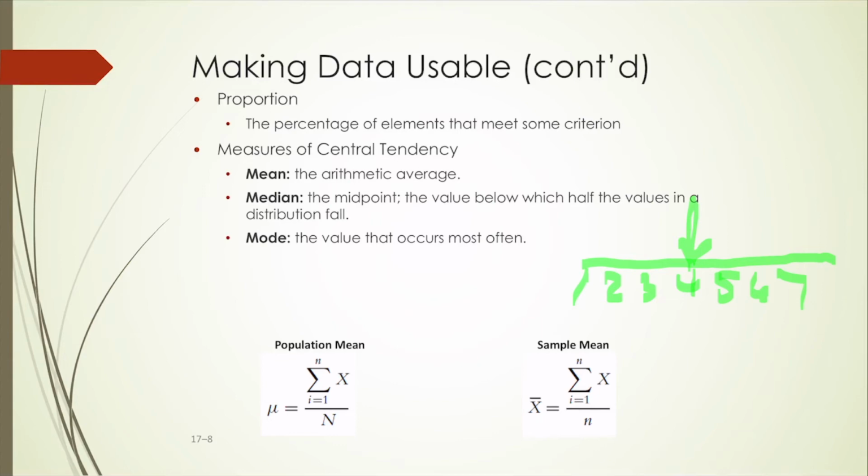The mode is just the value that occurs most. If I had 3 1s, 2 7s, and everything else was the same, I could say the mode was number 1 because there's more of them. So that's the difference between the mean, the median, and the mode. The mode is just the value that occurs most often, and in this case it would be 1.